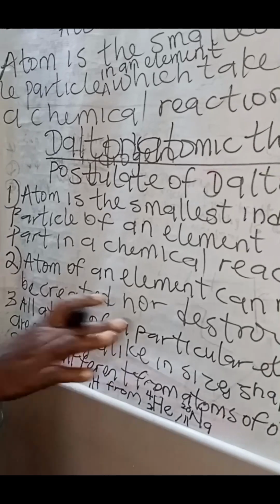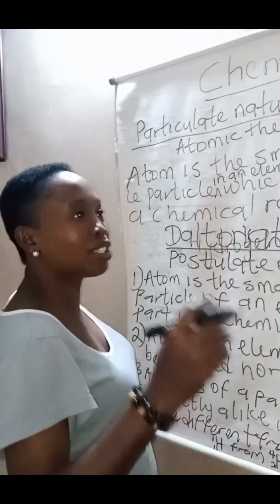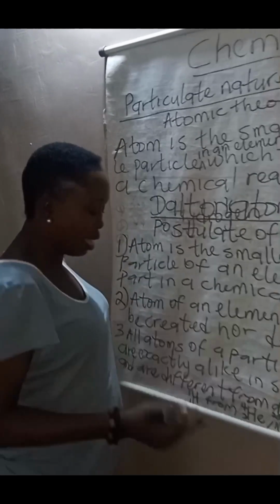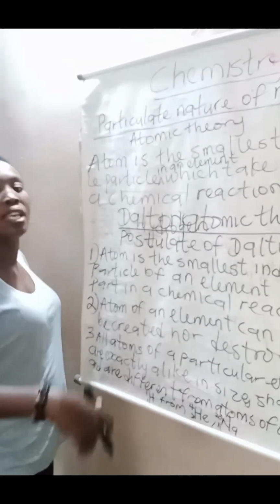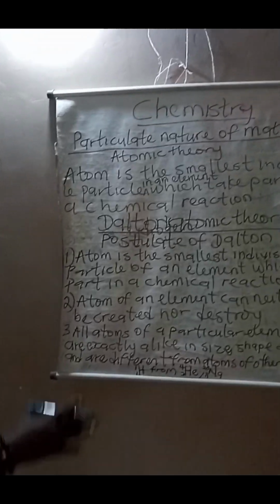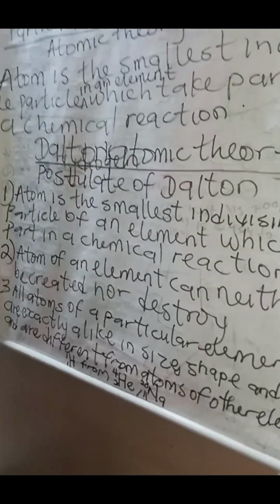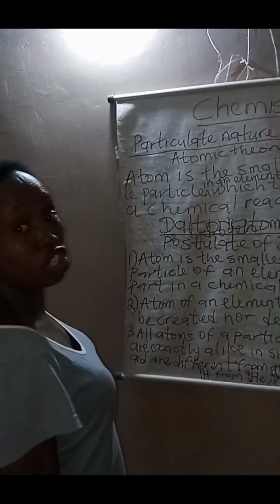And it's telling us that another hydrogen you find in another place still has atomic number 1 and mass number 1. And that hydrogen is different from the atoms present in helium, in sodium, and in all other elements. All atoms of a particular element are exactly alike in size, shape, and mass, and are different from atoms of other elements. That is what Dalton has postulated from his theory.